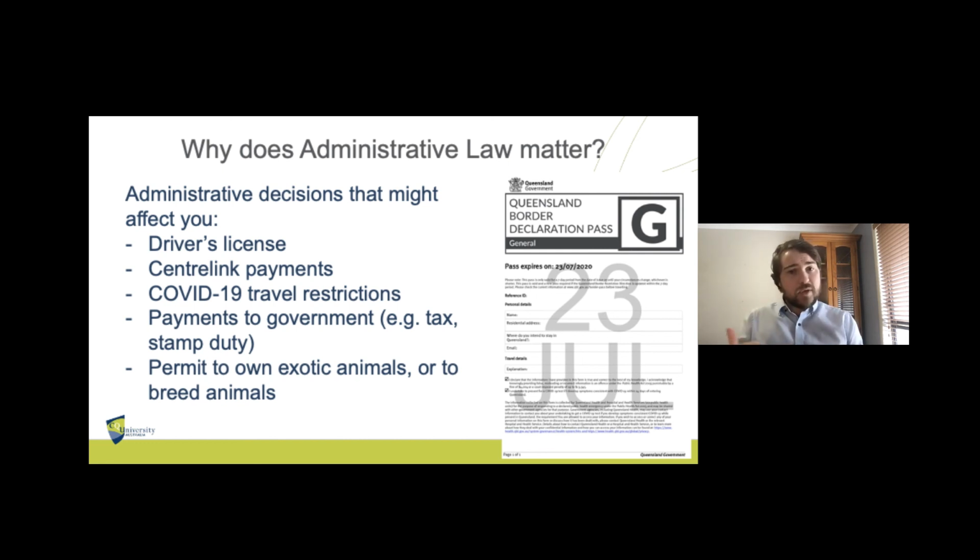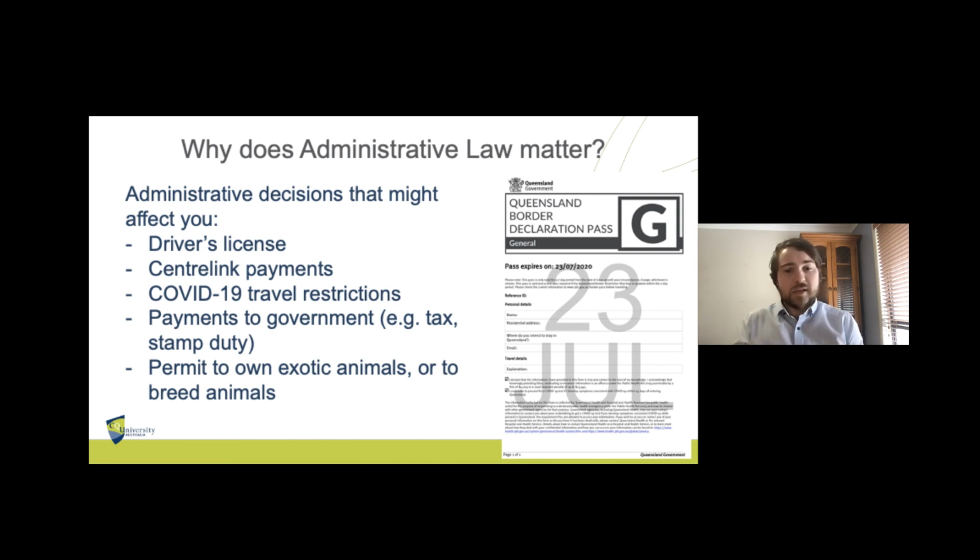Payments to government also broadly fall within administrative law. So, for example, the amount of tax that you owe, whether you have to pay stamp duty when you buy a house. While specifically under revenue law they're their own thing, broadly they fall under the administrative umbrella. These are decisions that an executive makes about your tax liability or things like that.